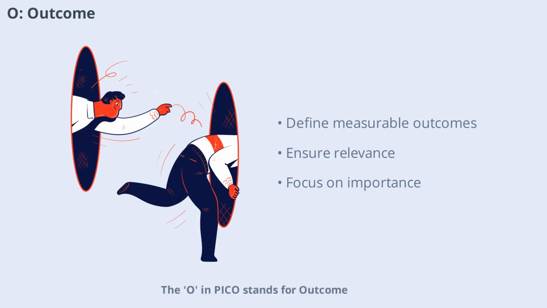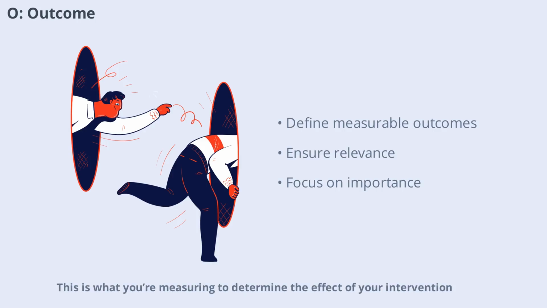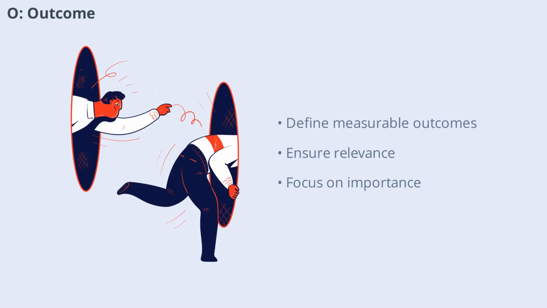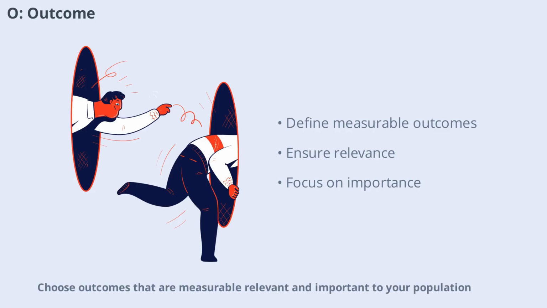The O in PICO stands for outcome. This is what you're measuring to determine the effect of your intervention. Outcomes can be clinical, such as reduced symptoms or improved survival, or they can be patient-reported, like quality of life. Clearly defining your outcome ensures your study remains focused and your results are meaningful. Choose outcomes that are measurable, relevant, and important to your population.